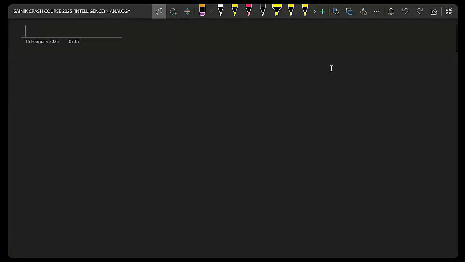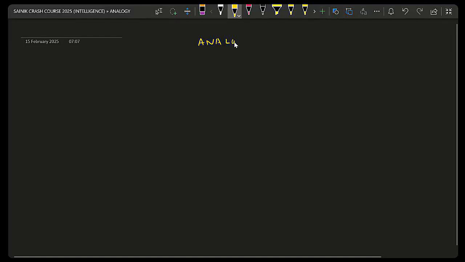Okay, today's topic is analogy for intelligence. What is analogy? Analogy means similarity, having similar features. In questions based on analogy, a particular relationship between words, letters, or numbers will be given, and another similar relationship we have to identify from the alternatives provided. To understand analogical relationship, let us see some example.